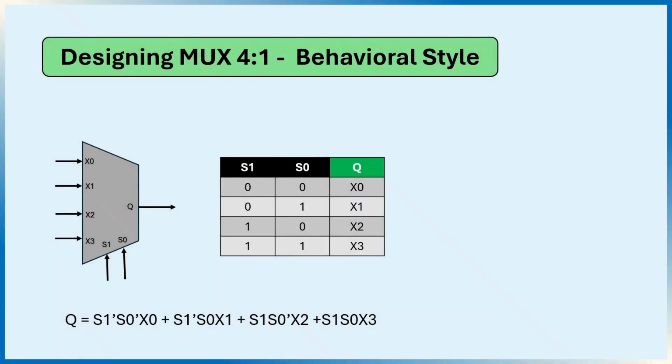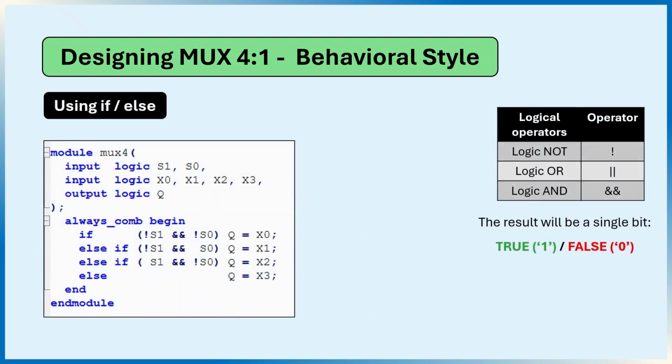Now let's design a 4-to-1 multiplexer. The chart shows that the select inputs S1 and S0 choose which of the 4 data inputs is passed to the output Q. We will implement the design using an if-else structure. Here we use logical operators. Logical not, written as an exclamation mark, logical and, written as double ampersand. Logical operators return only true or false. Using these operators, we can check the value of the select lines and assign Q accordingly.